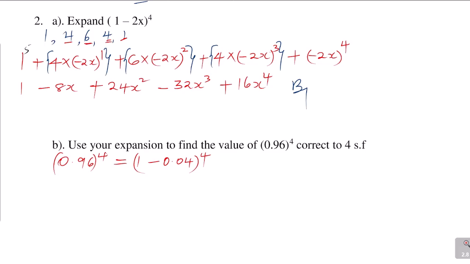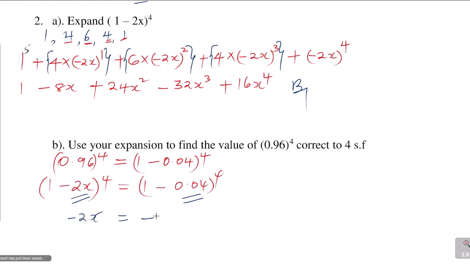Now once you have it like that, you can take the first expression you're supposed to expand there, which was 1 subtract 2x, because you're using that expansion to solve this, to power 4, and you equate it to this 1 subtract 0.04 to power 4. You can see everything else is similar, the power, the first term, apart from what we have here. So simply equate this to get the value of x. So negative 2x is equals to negative 0.04. So get the value of x.